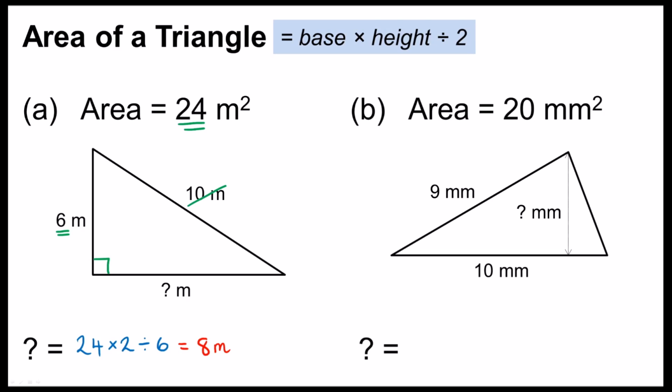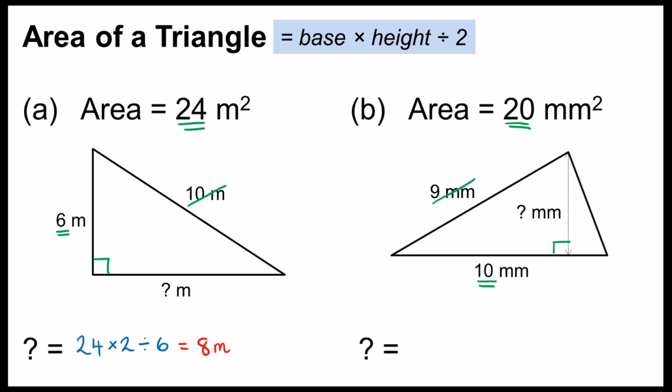In my second example, I can immediately cross off 9 millimetres. That's because it's on a slant or a diagonal and therefore won't be needed in any of my calculations. Next, I can see that my triangle has an area of 20 millimetres squared and a base of 10 millimetres. I know that I need to use the length of 10 in my calculation because it's at a right angle or perpendicular to the height, which is the length that I'm trying to work out.